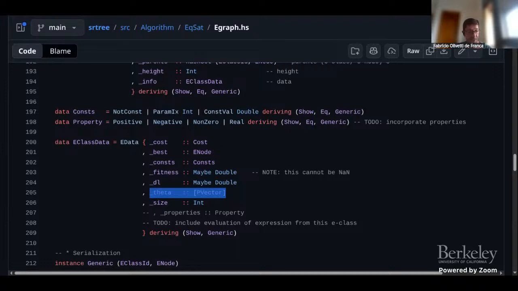I also have a student that is implementing some integration with .viz to try to visualize the process step by step that is happening inside the equality saturation. But this one is going to take a little bit of time, I think.